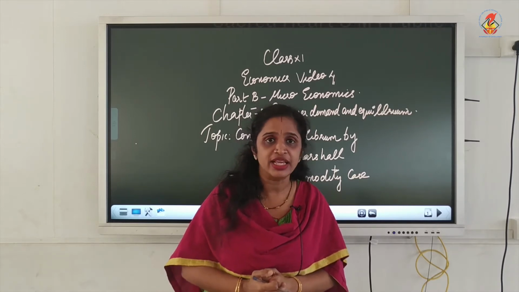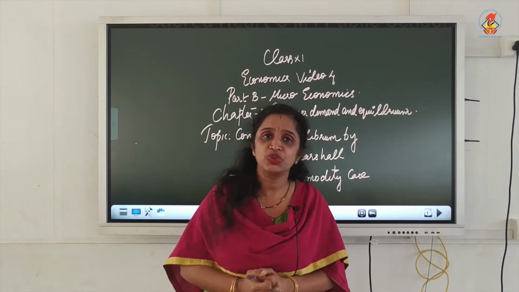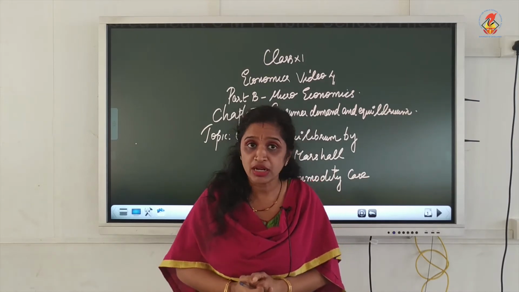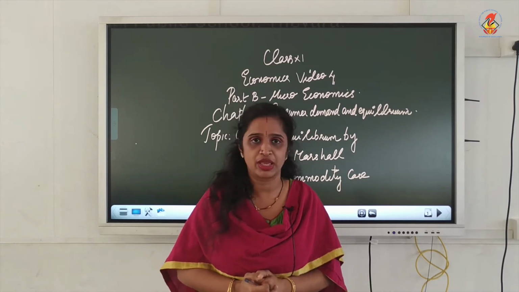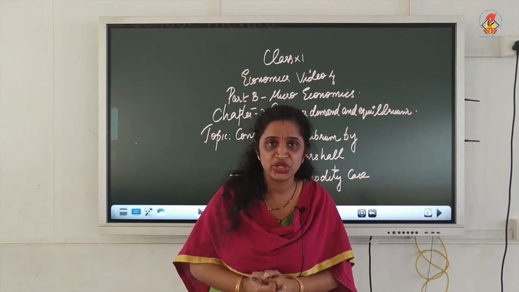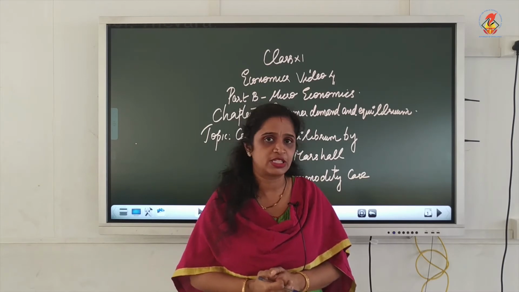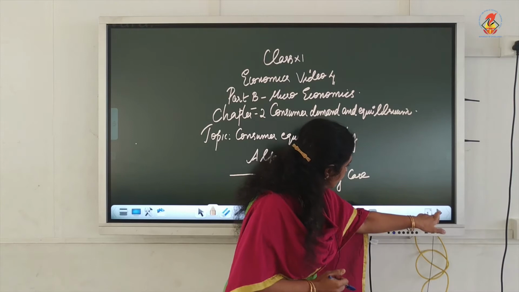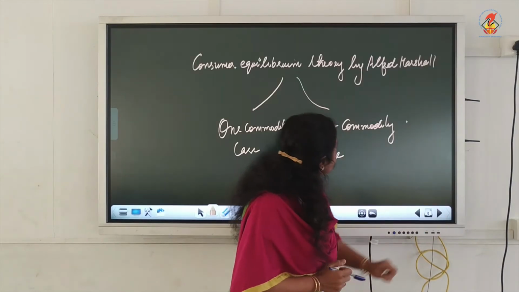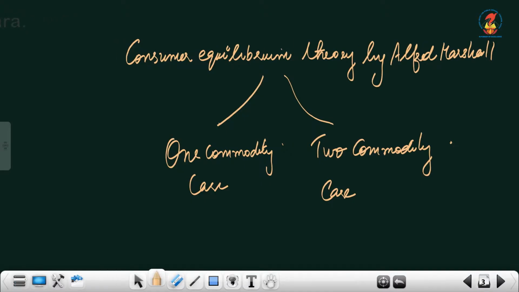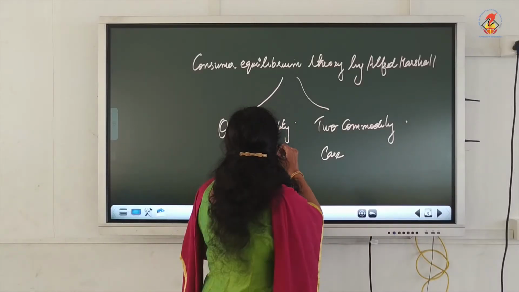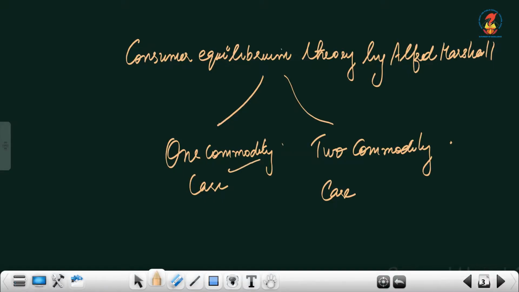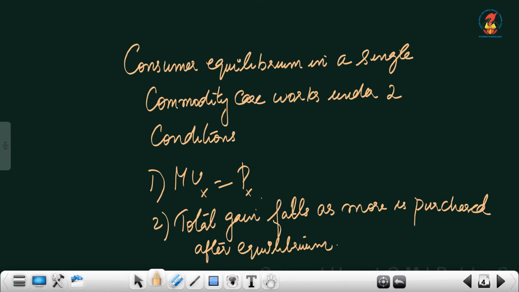Therefore, we can study Alfred Marshall's theory in two situations. The first one is the single commodity case and the second is the double commodity or two commodity case. Now, let us start today's session with the single commodity case. How the consumer is going to reach equilibrium in a single commodity case. As I have explained to you, Alfred Marshall has explained the consumer equilibrium in the one commodity case and the two commodity case.